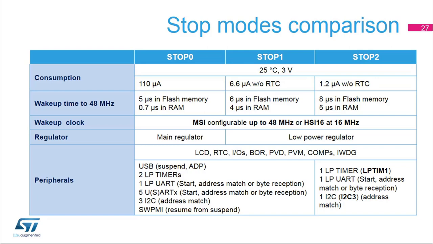When comparing stop modes, stop 1 mode consumption is higher than stop 2 mode consumption, but the wake up time is shorter and the number of active peripherals is higher. Stop 0 mode keeps the main regulator enabled, allowing a very short wake up time lower than 1 microsecond when restarting from the RAM, at the expense of a higher consumption than stop 1. It is possible to wake up from stop 0 or 1 mode with the USB resume from suspend event or with attach detection, but it is not supported in stop 2 mode.